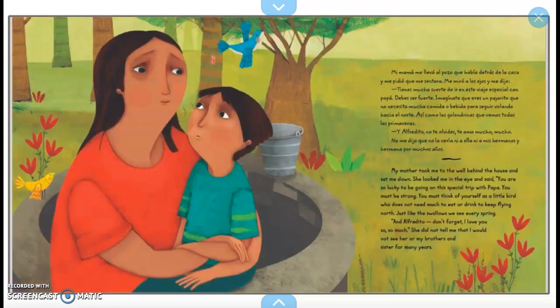My mother took me to the well behind the house and sat me down. She looked me in the eye and said, "You are so lucky to be going on this special trip with Papa. You must be strong. You must think of yourself as a little bird who does not need much to eat or drink to keep flying north, just like the swallows we see every spring. And Alfredito, don't forget, I love you so, so much." She did not tell me that I would not see her or my brothers and sister for many years.